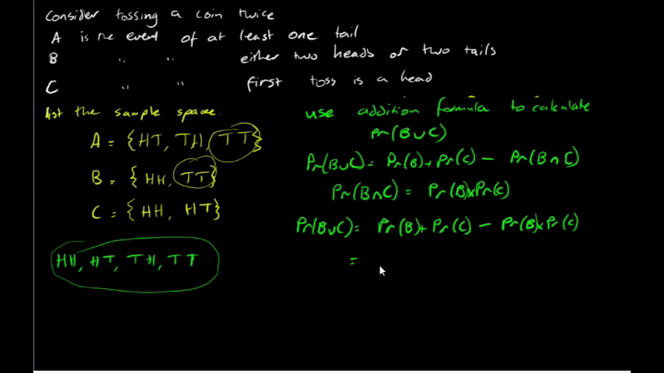And we found the probability of B was 2/4, or in other words, a half, plus probability of C, which was also 2/4, or another half, minus a half times a half. So half plus a half, we get 1 minus a quarter, so we get 3/4. So that's the probability of B or C.